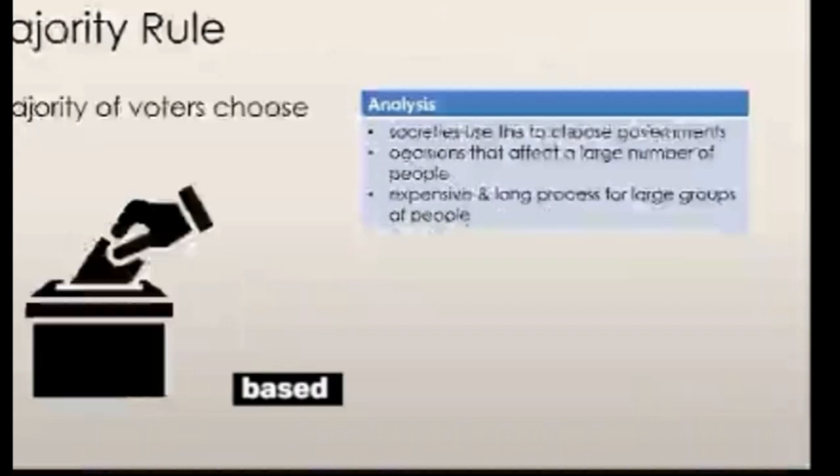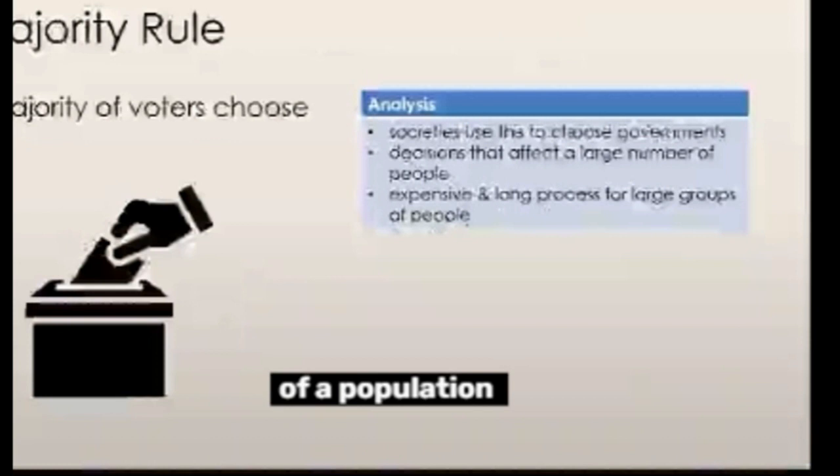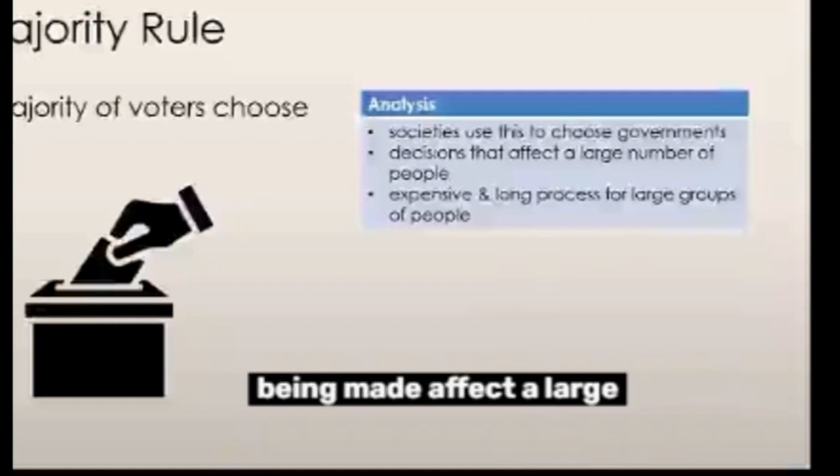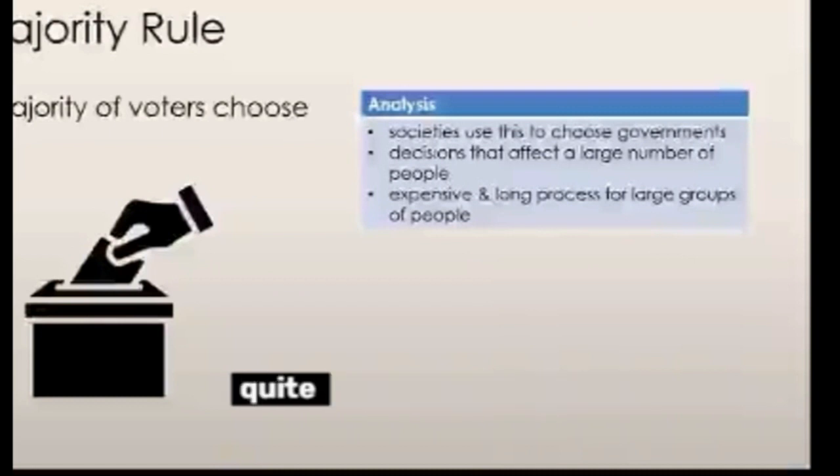Majority rule allocates resources based on what the majority of a population wants. Most Western countries use this method to elect governments, for example. This method works well when decisions being made affect a large number of people, but the process takes a long time to organize and is also quite expensive to organize.